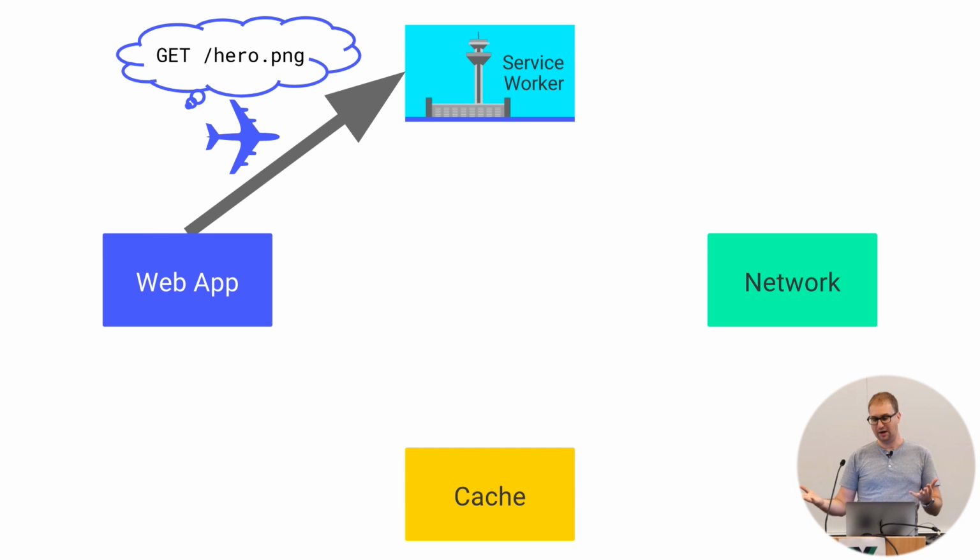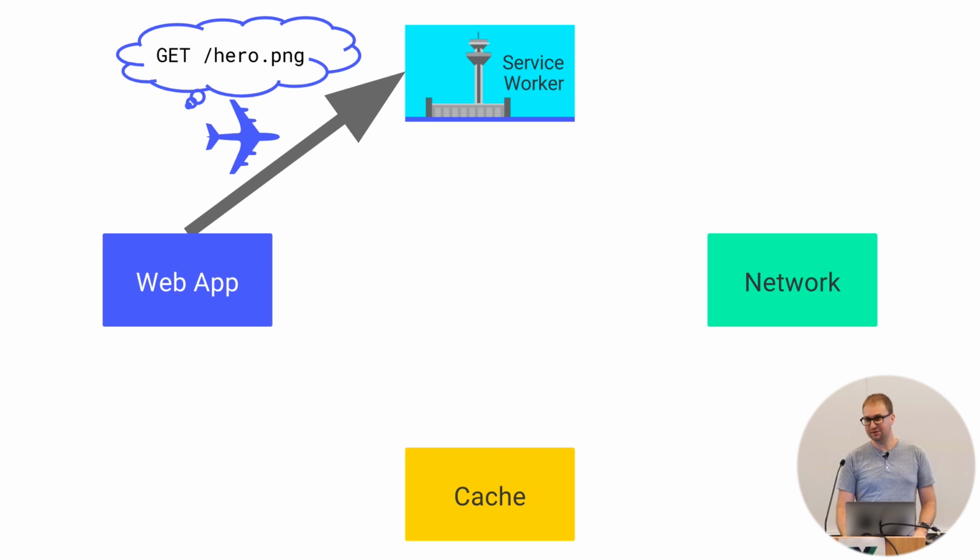When you have a service worker in place, it, again, behaves kind of like an air traffic controller. It sees this request that's taking off in the air. The service worker gets to decide where it goes, basically. So this is code that you have control over. And it looks and says, hey, this is a GET request. This is for this particular URL.